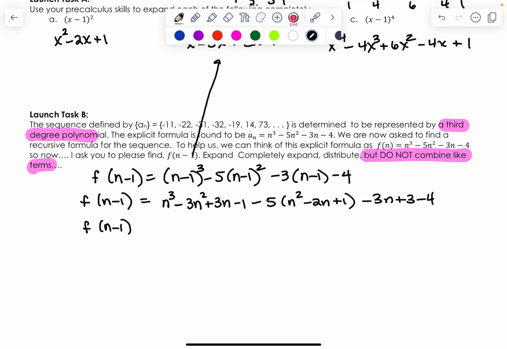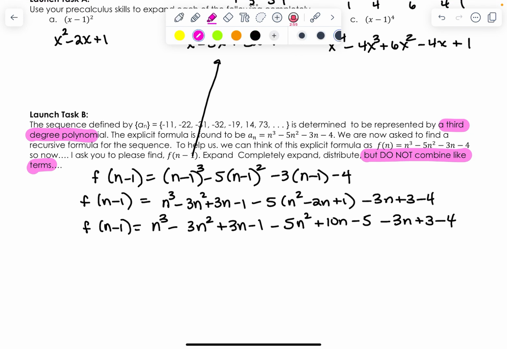So f of n minus 1 then is n cubed minus 3n squared plus 3n minus 1 minus 5n squared plus 10n minus 5. Again, you are not combining like terms, okay? I know it's so tempting to want to do that. But what I want you to see is f of n is n cubed minus 5n squared minus 3n minus 4. So I'm going to highlight those terms.